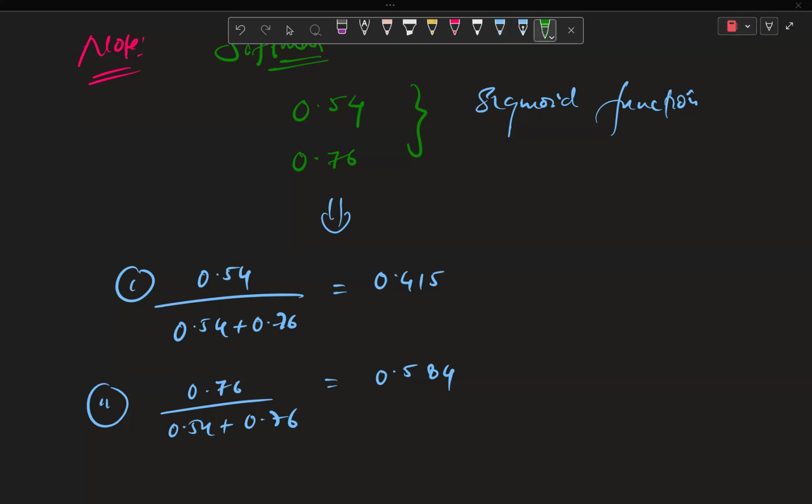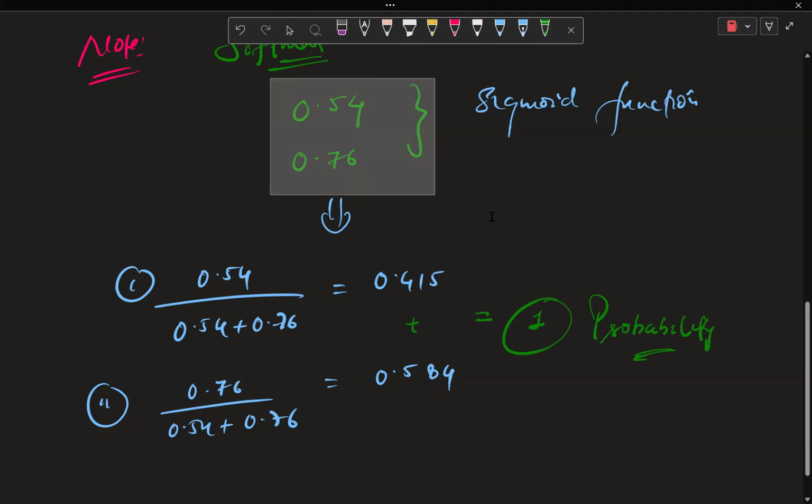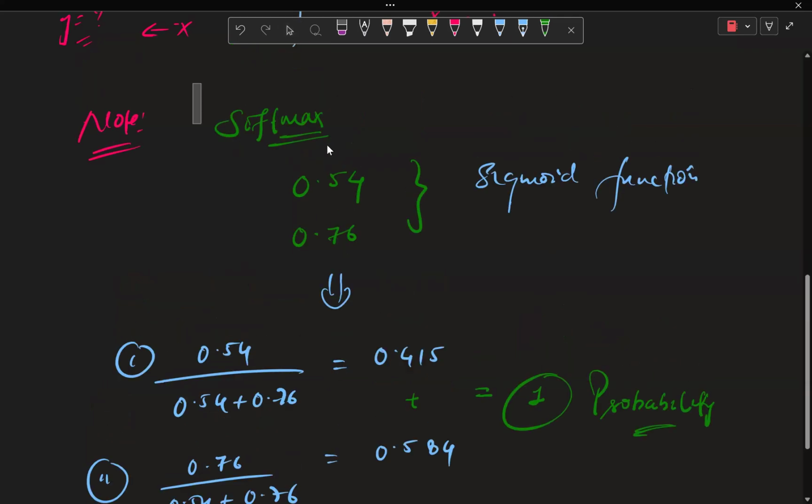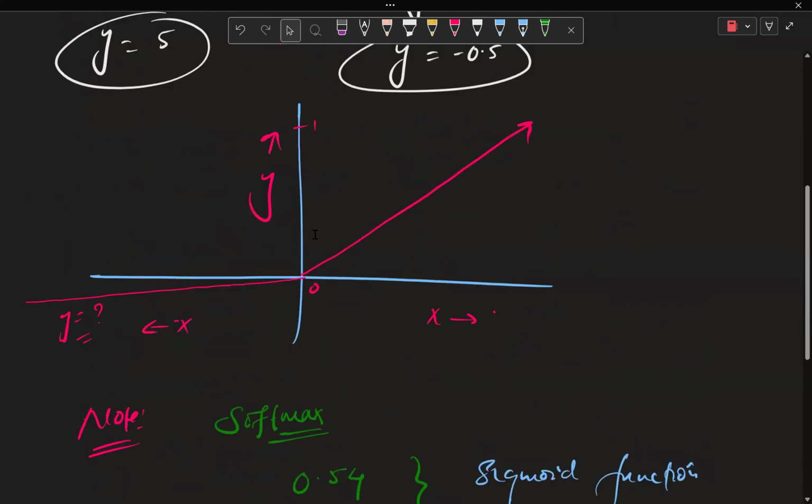Now, if you add these two numbers, you will see the answer is 1. And 1 is the maximum value of probability. So that is the main difference between sigmoid and softmax. Sigmoid gives you the normal result, but if you want to convert that result into probability distributed format, just a little bit of change, that is when softmax comes into the picture. Therefore, I explained it in detail here.